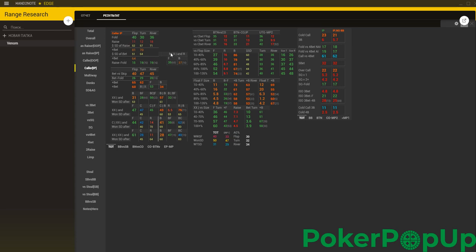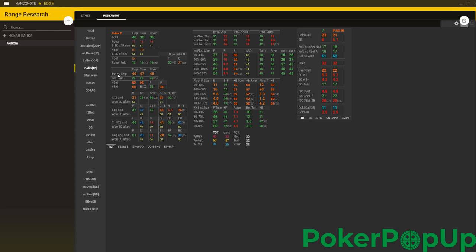As for the new lines here, we have raise flop c-bet, check turn, and the river play, fold to our bet, or when the opponent bets himself. Let's look at the floats.